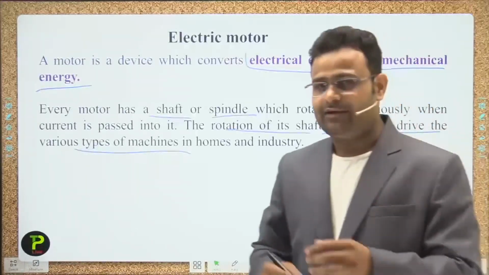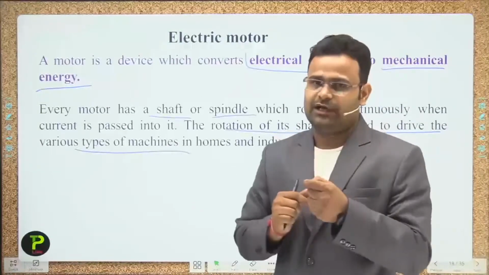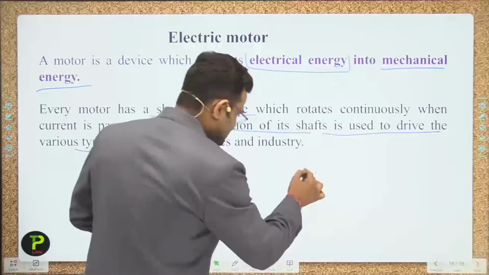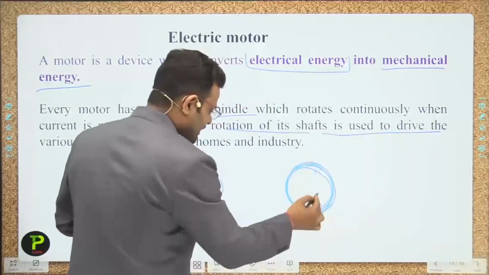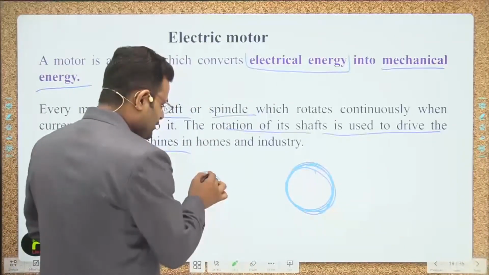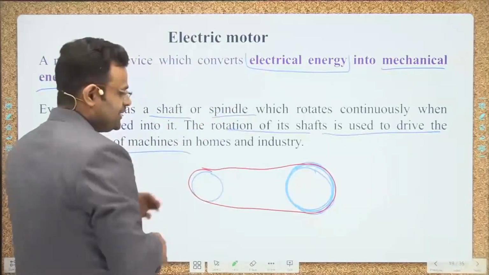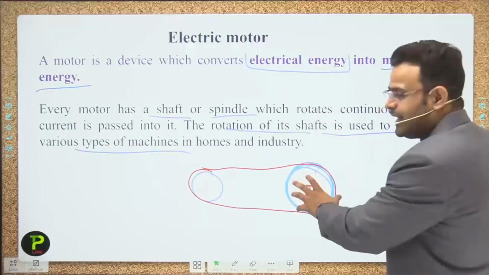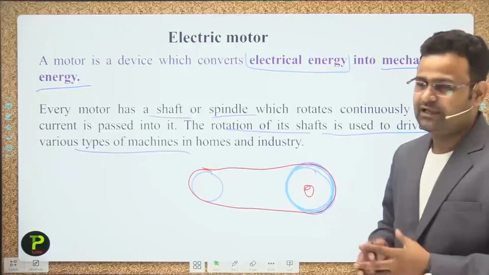Everyone knows that when we use a shaft, we use a rubber belt on the two shafts. Let's suppose that is one part and that is a second part. If we rotate that shaft continuously and we arrange any setup with that rubber, that belt, so what happens? You are rotating only that part and that other part also rotates. This phenomenon is used in a motor also.